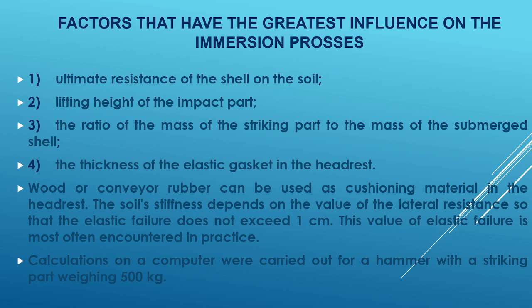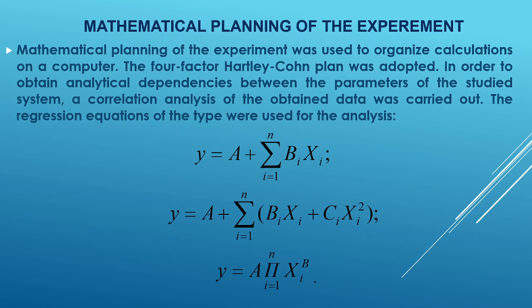The soil's stiffness depends on the value of the lateral resistance, so that the elastic failure does not exceed 1 cm. This value of elastic failure is most often encountered in practice. Calculations on a computer were carried out for a hammer with a striking part weighing 500 kilograms. Mathematical planning of the experiment was used to organize calculation on a computer. The four-factor Hartley-Cohen plan was adopted.